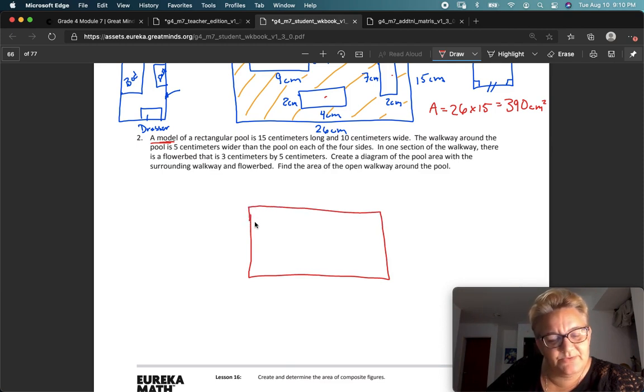Okay, please use a ruler so that your edges are nice and sharp. Oops, sorry, that's wide, right?